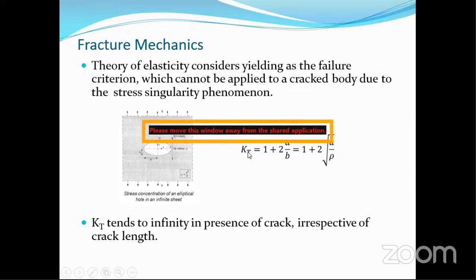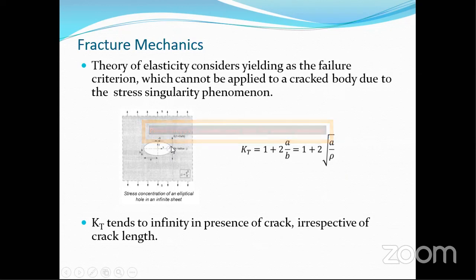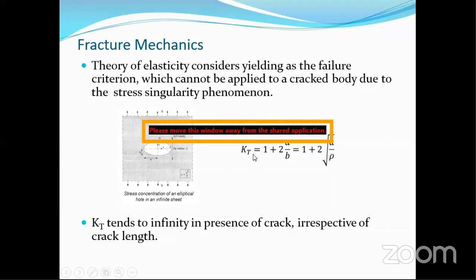Here we can see stress concentration can be defined as 1 plus 2a by b. If it is a circle, we say Kt is equal to 3. That is, stress at these point locations will be 3 times the remote stress in the case of a circle. But assume that there is a crack present here. Irrespective of the crack size, whether it is 1 crack, 2 cracks, 3 cracks or more, we get the same value of Kt.